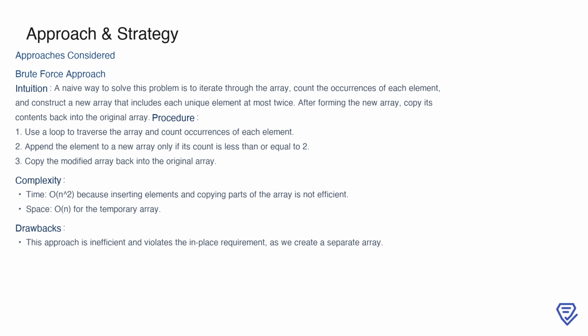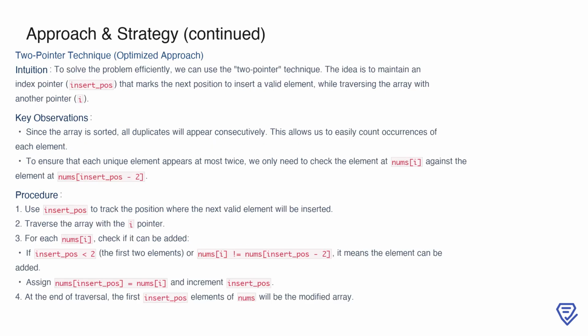However, this method has significant drawbacks. The time complexity is O(n squared), which arises from the inefficiency of inserting elements and copying parts of the array. Additionally, the space complexity is O(n), because we rely on a separate array to store intermediate results. Most importantly, this approach fails to meet the in-place requirement specified in the problem, making it less desirable as a solution. Now, to address the inefficiencies of the brute force method, we turn to the two-pointer technique, which offers a more optimized solution.